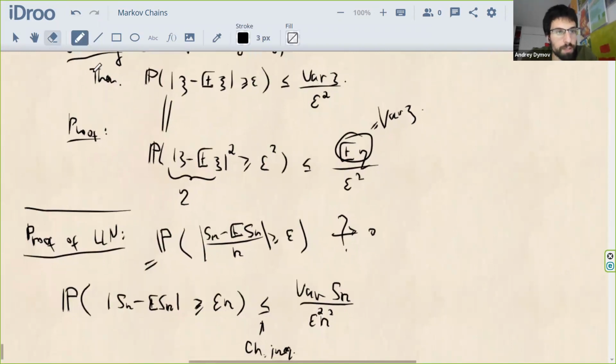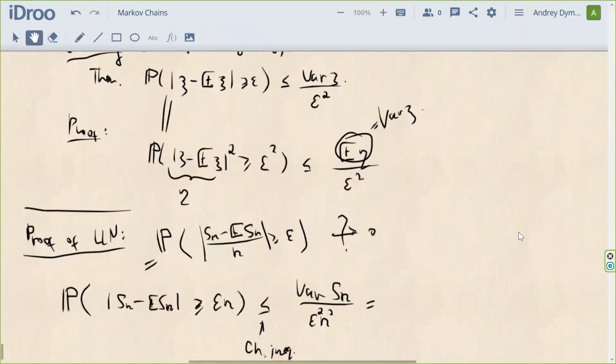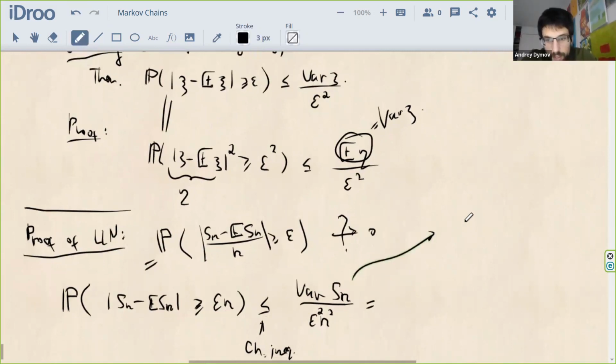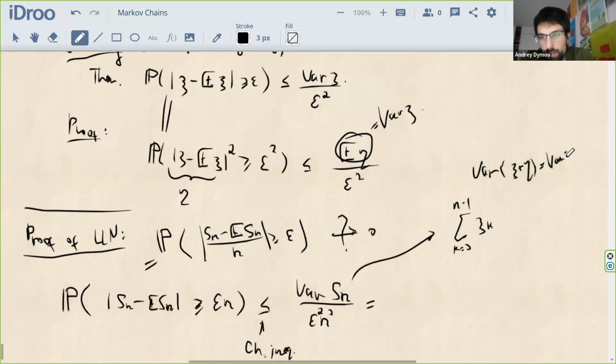Perfect. But what is the variance of Sn? It's the sum of variances of psi. So what is Sn? Sn is just the sum from k equals 0 to n minus 1 of psi k. But they're independent. And we know that the variance of psi plus eta equals the variance of psi plus the variance of eta if psi and eta are independent. Right?